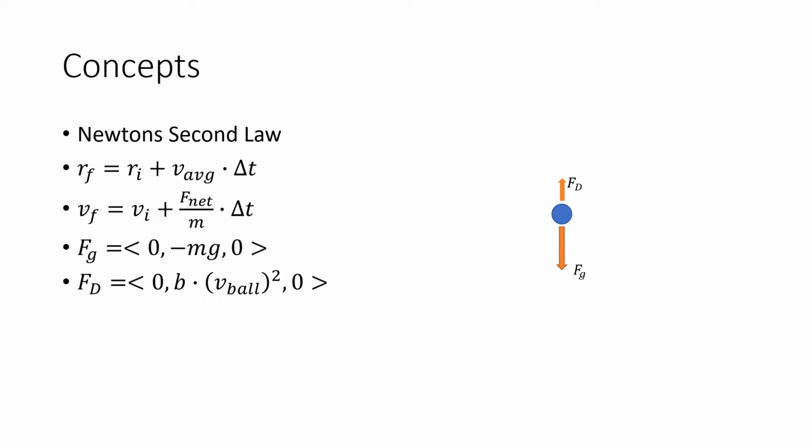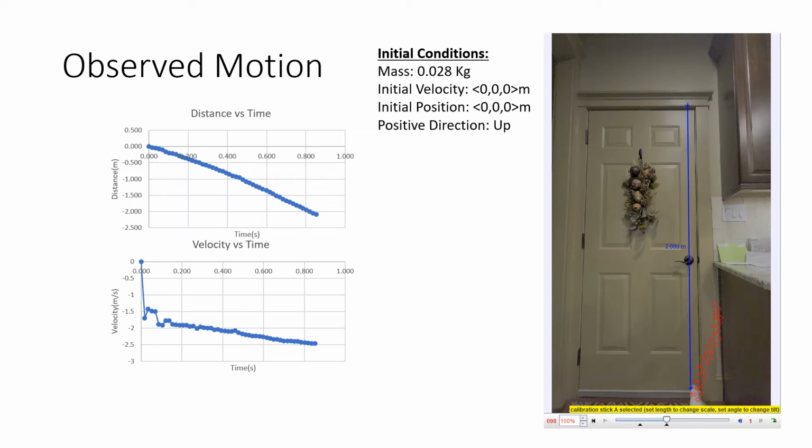The concept is Newton's second law, which is force equals mass times acceleration. And we'll be using the position and velocity update formulas, gravitational force, and drag force. For this drag force, we're using B, which is a constant based off of the surface area of the ball, times the velocity of the ball squared.